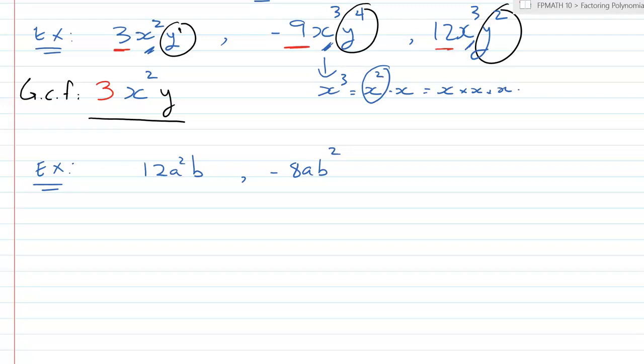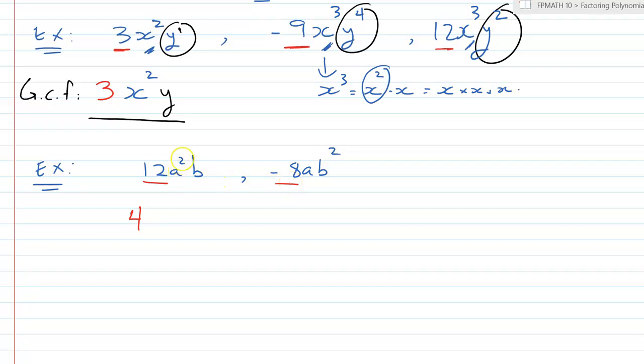Okay, let's look at another example: 12a squared b and minus 8ab squared. We're going to find the GCF. First we're going to deal with the numbers, the coefficients, 12 and minus 8. Notice that 4 goes into both of them, so 4. Great. Then we have to deal with a squared and a.